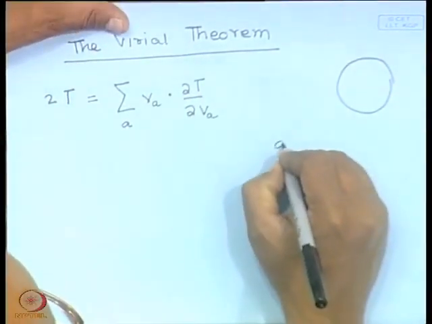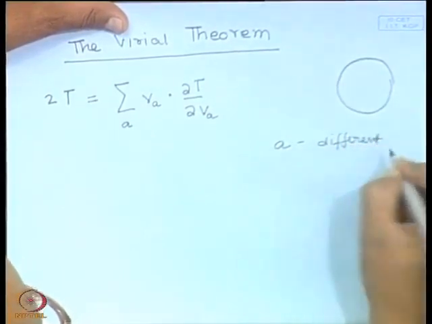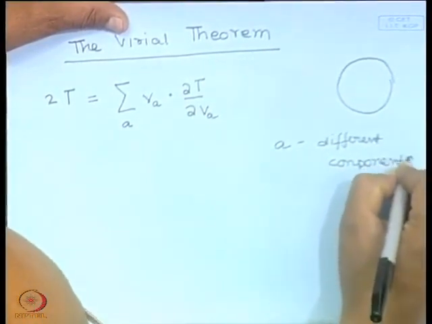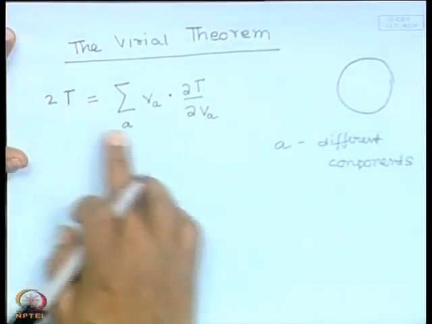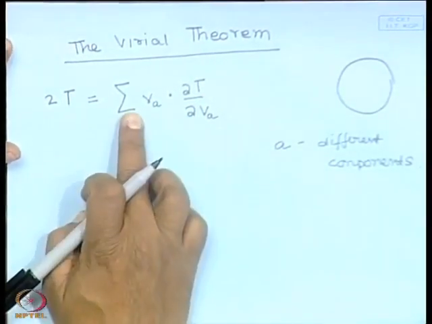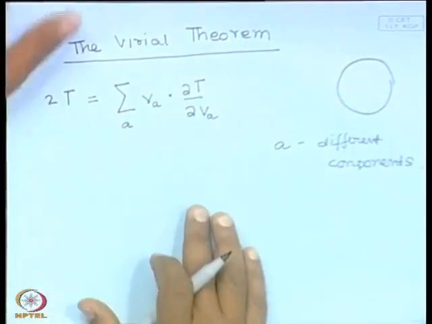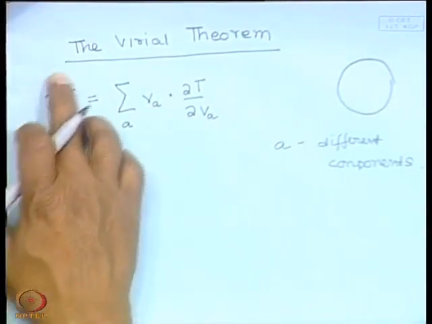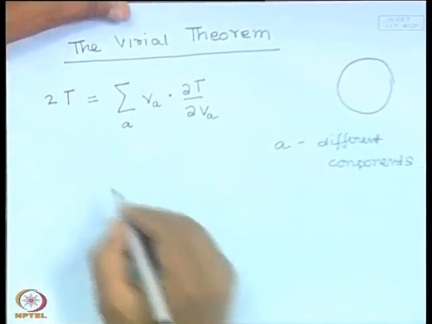A refers to different components of my system. So T we know is half mv squared, so if you differentiate it with respect to velocity and multiply it with velocity and add over all the components, there may be many particles all having xyz components, so for each particle you will have a different value of A, then you will recover twice the kinetic energy.